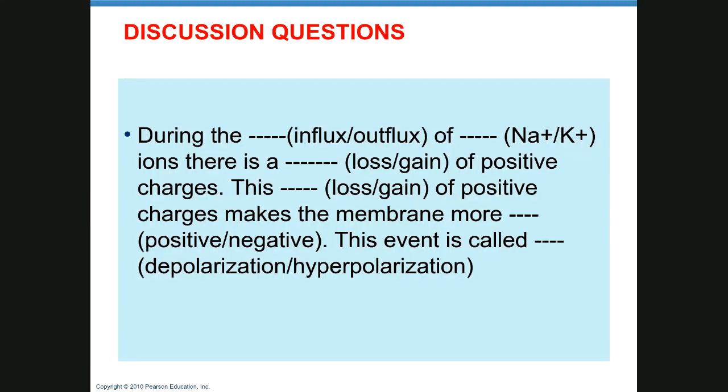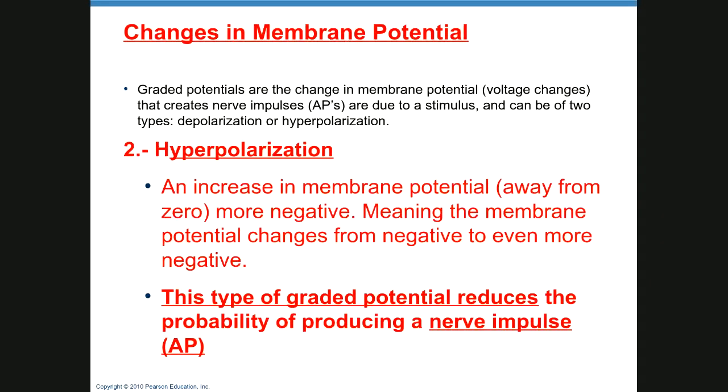So if the stimulus, let me go back really quick, if the stimulus causes hyperpolarization by opening potassium channels and allowing potassium to leave the cell, an action potential or nervous impulse is less likely to be created.